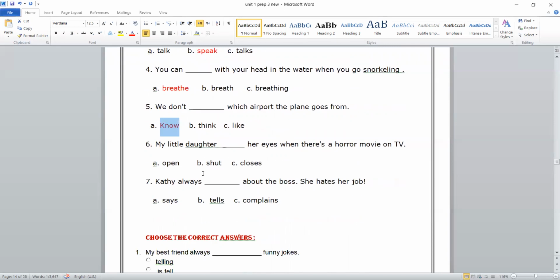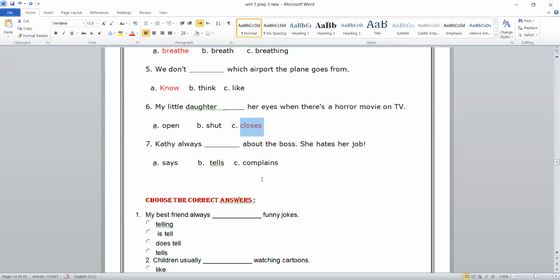My little daughter blank her eyes when there's a horror movie on TV. Open, shut, closes. Of course, closes her eyes. Kathy always blank about the boss. She hates her job. Says, tells, or complains. Of course, since she hates her job, she complains.